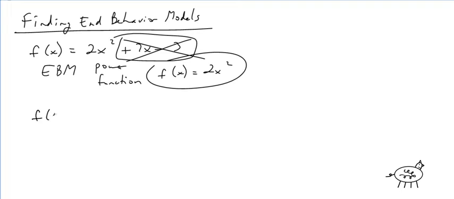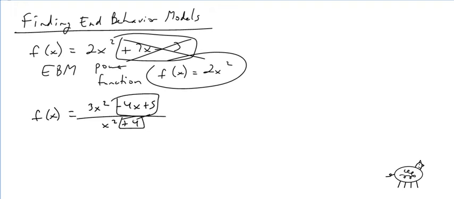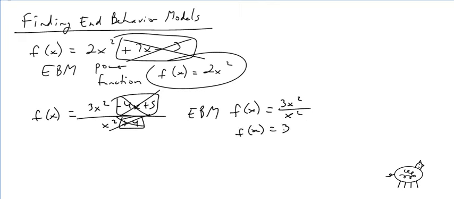So another one here. If I said f of x is equal to (3x squared minus 4x plus 5) over (x squared plus 4), and I look for the end behavior, again, this is out of here, and this is out of here. I don't really worry about that. So my end behavior model is going to be f of x equals 3x squared over x squared. So f of x equals 3.